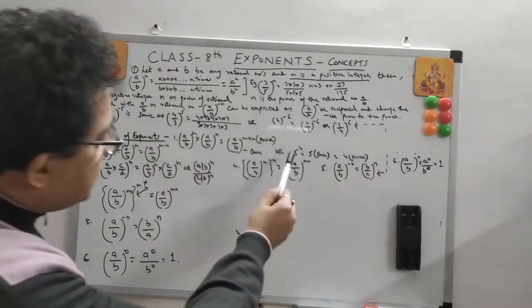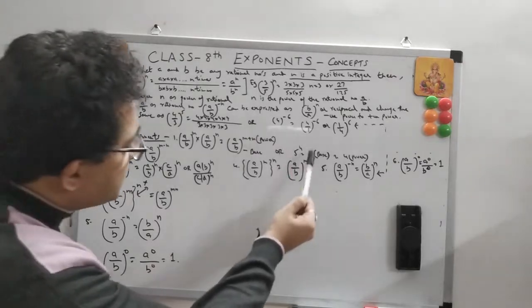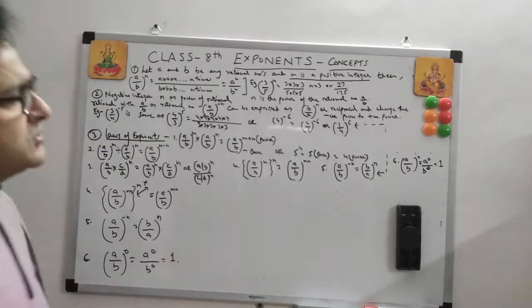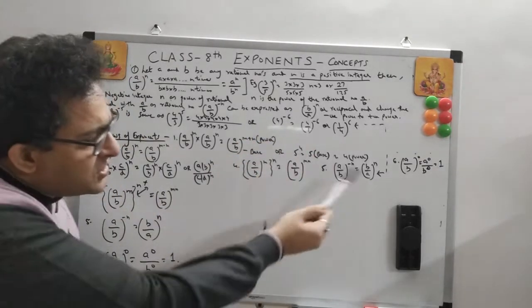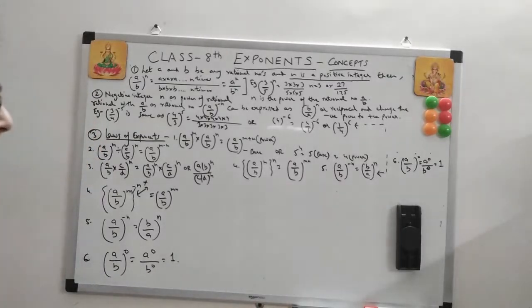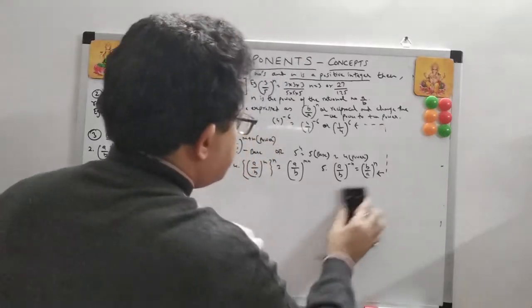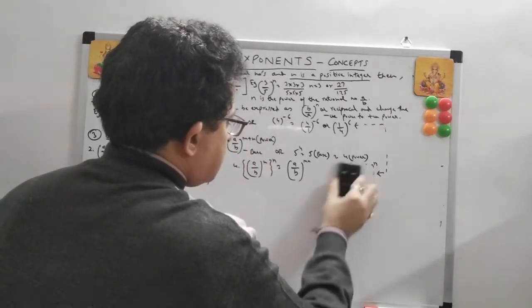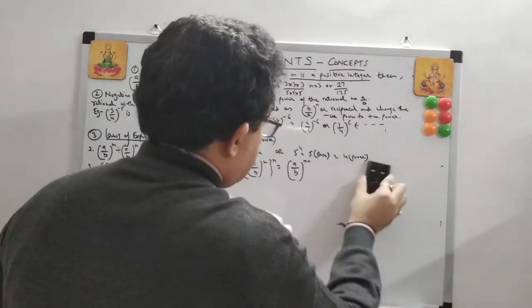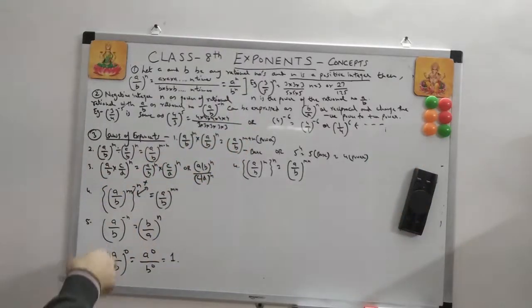So 5, this is just an explanation. 5 to the power 4 means 5 is the base and 4 is the power. I have already explained that to you. This is just to represent. I think I have already mentioned these two things over here, so we'll go through that.